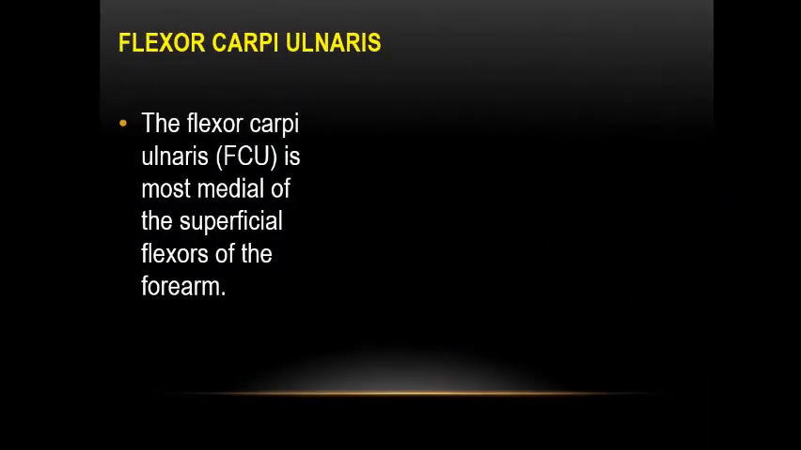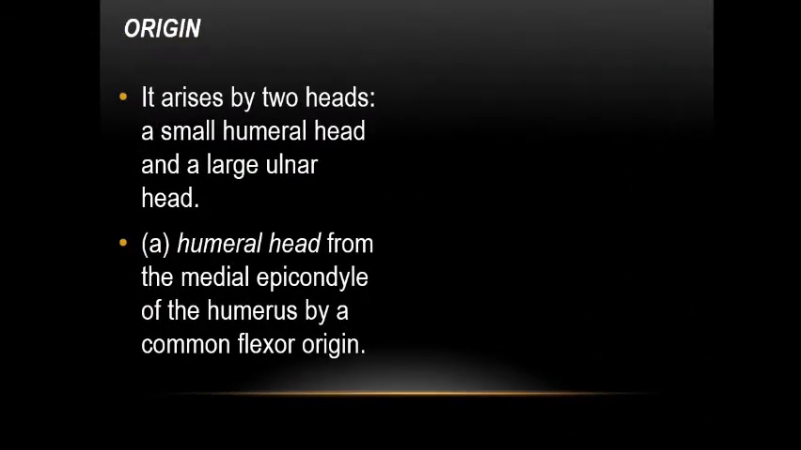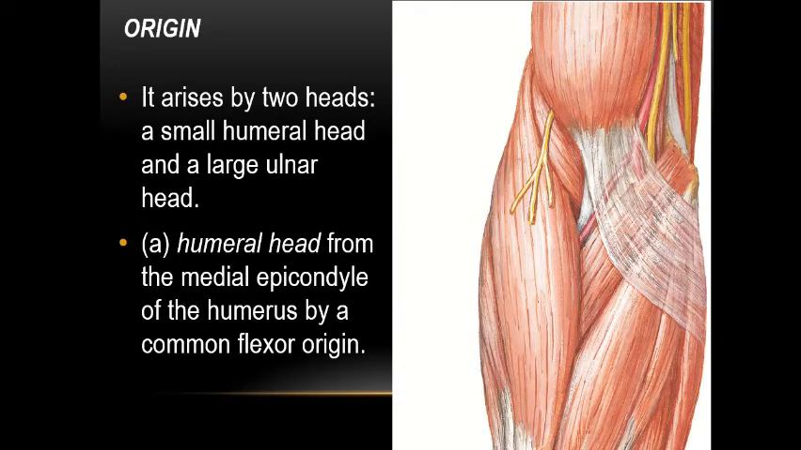Next one is flexor carpi ulnaris. This flexor carpi ulnaris is the most medial of the superficial flexors of the forearm, and the origin is it is also arising from two heads. One is the humeral head coming from the medial epicondyle of the humerus by common flexor origin. Here you can see that common flexor origin.